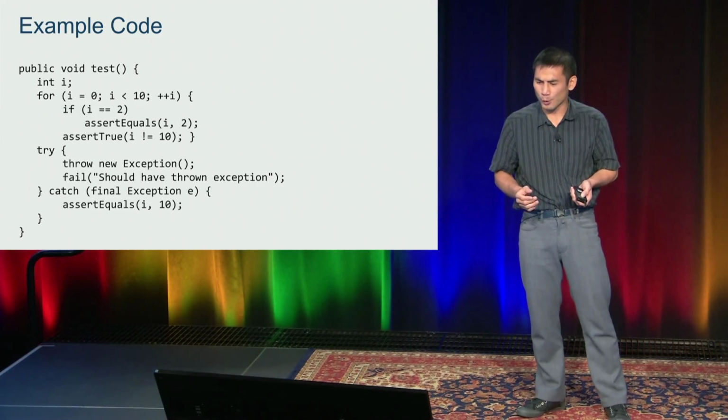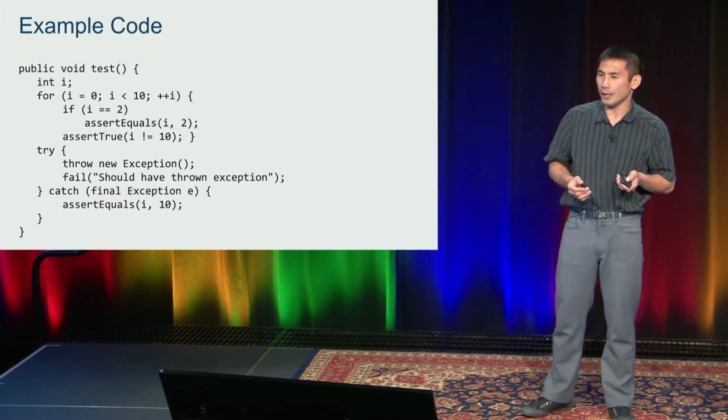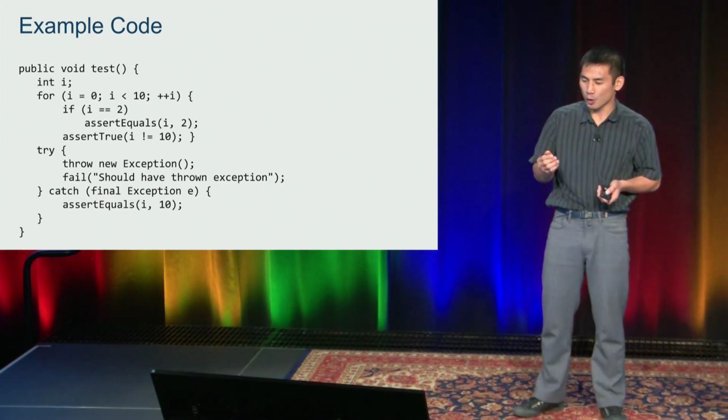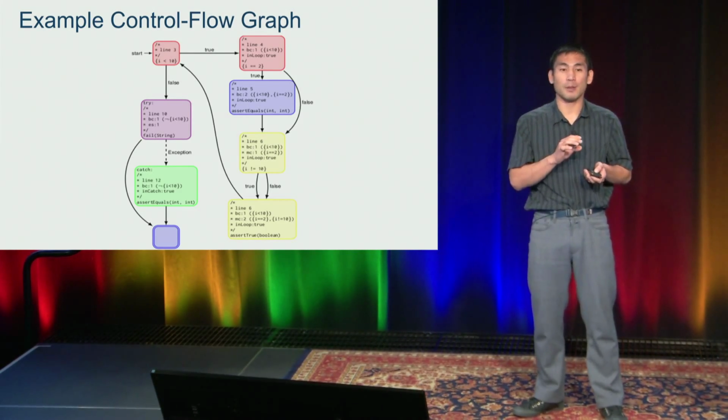So I'm going to briefly show some test code. This is just some contrived code, which is going to illustrate how these assertions are in the control flow. And this is a control flow graph where you have the nodes being the statements in the method.